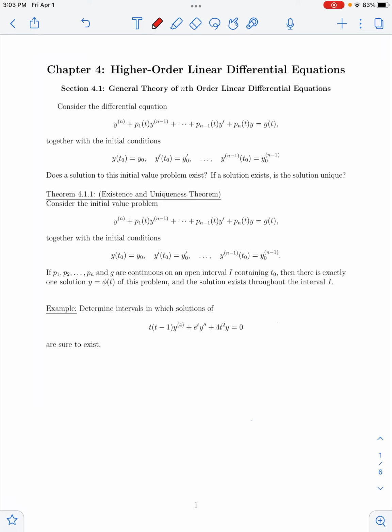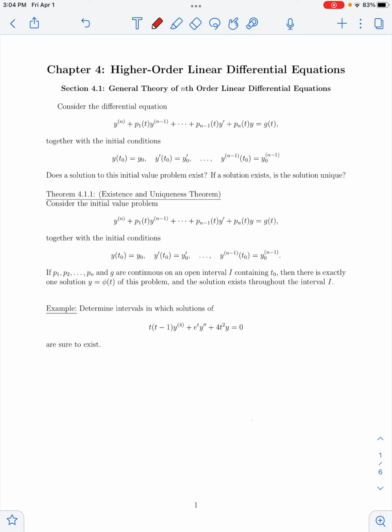Okay, in this lecture we're going to begin our Chapter 4 material on higher order linear differential equations. And in section 4.1 we'll start discussing the general theory of higher order, in general nth order, linear differential equations. And we're going to see throughout Chapter 4 that the theory and techniques for higher order linear differential equations is very similar to what we saw in Chapter 3 for second order linear equations.